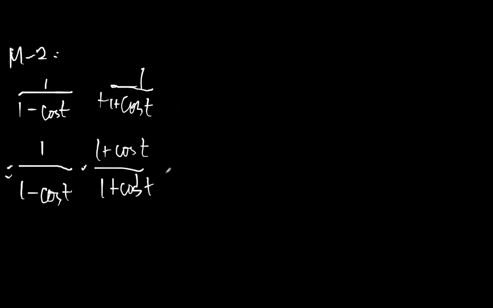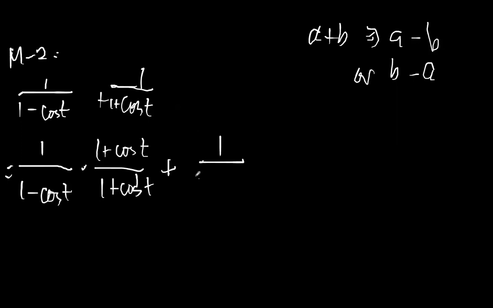Okay, here we go. Sir, paano mo nalaman na 1 plus cosine theta? The conjugate. I hope everyone still remembers how to find the conjugate. Let's say we have a plus b. Its conjugate is a minus b or b minus a. Kahit alin sa dalawa pwede. Alright? And how about, sir, the second term? 1 plus cosine t. Now, the second term has a conjugate of 1 minus cosine t over 1 minus cosine t.